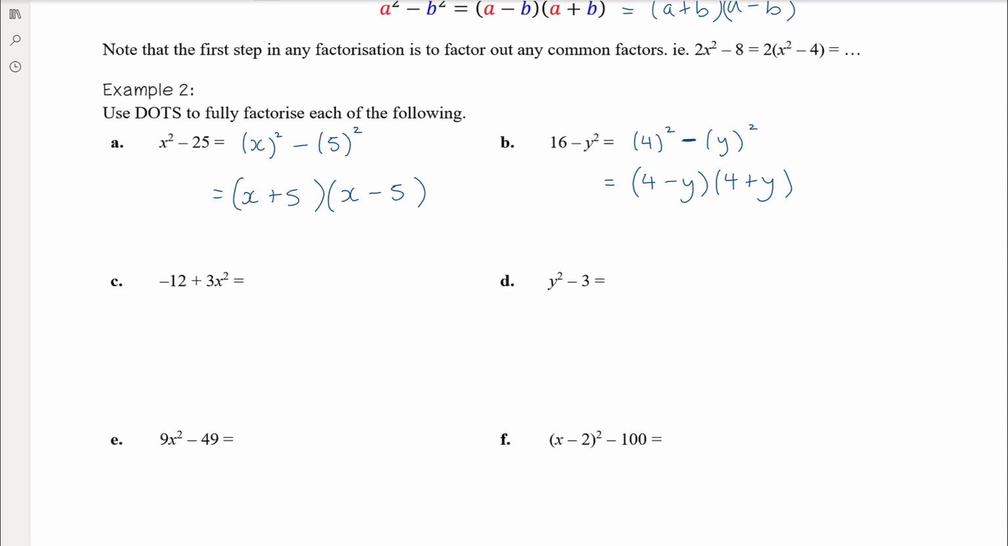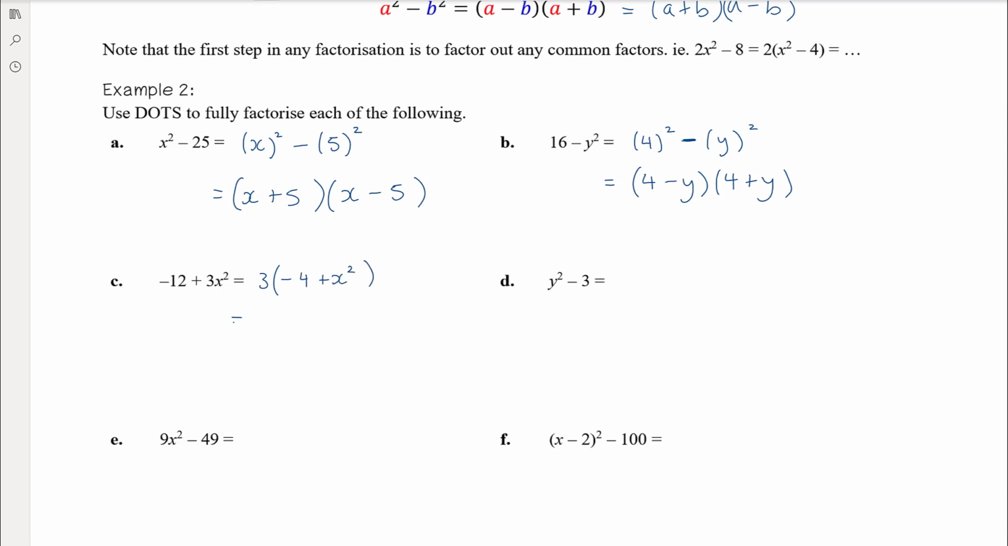Okay, part C, we need to remember what I said to you not very long ago, that the first step of any factorisation is to look for common factors. Okay, so there's a common factor of 3 happening here. So let's take that out first. 3 times negative 4 minus x, plus x squared.